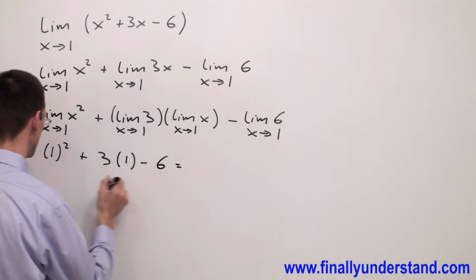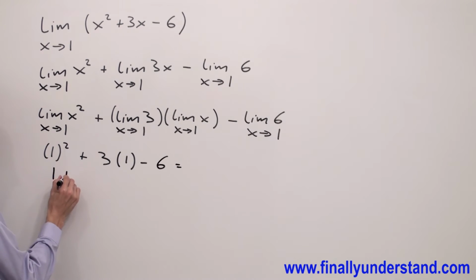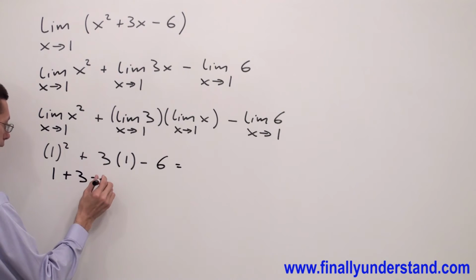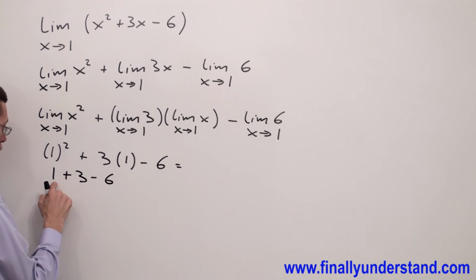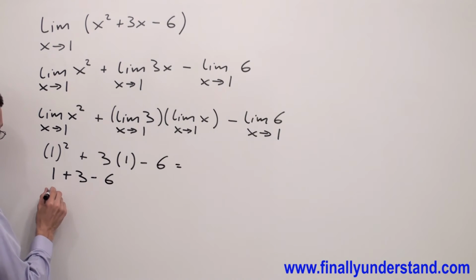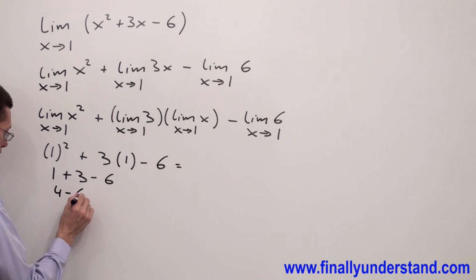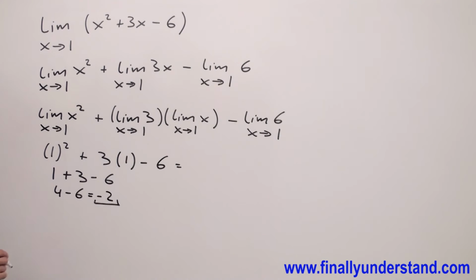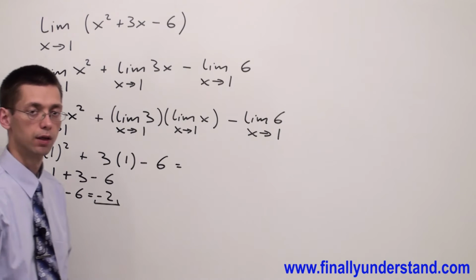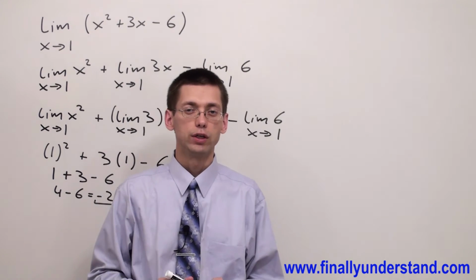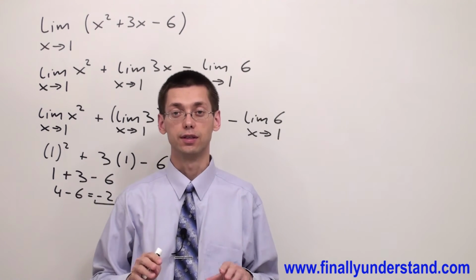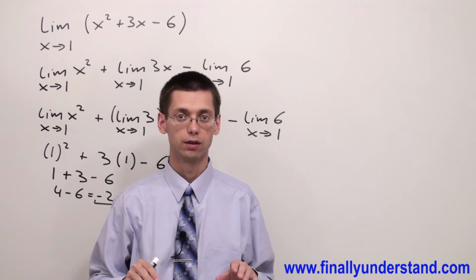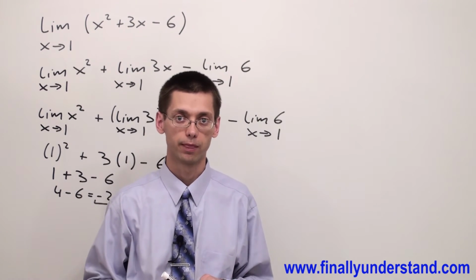My answer is going to be 1 plus 3 minus 6. 1 plus 3 is equal to 4, minus 6. This is equal to negative 2. This is the solution to my problem. But we don't use this kind of notation when we solve limits.